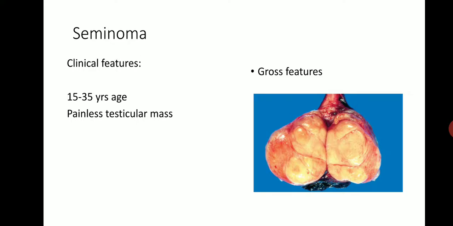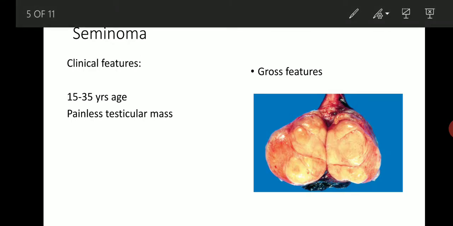So let us talk about seminomas. Seminomas are the most common germ cell neoplasms of the testes, and they usually occur within 15 to 35 years of age, not beyond that, and the usual presentation is a painless testicular mass. Sometimes these patients will present with disseminated metastasis. There will be lymphadenopathies everywhere, there will be masses. Patient can present with supraclavicular lymph node metastasis, and they won't tell you that there is a testicular mass.